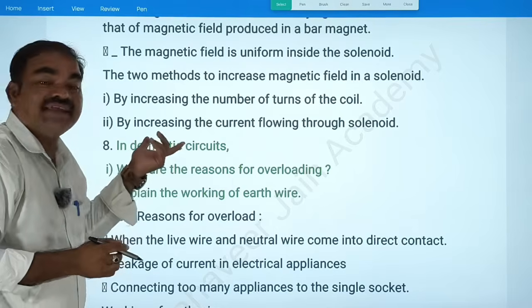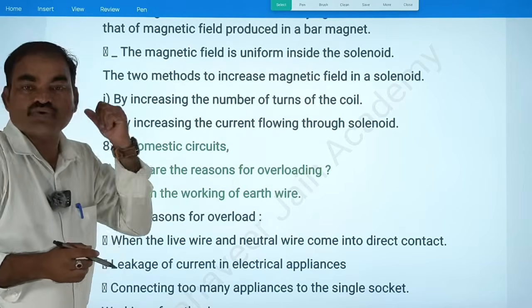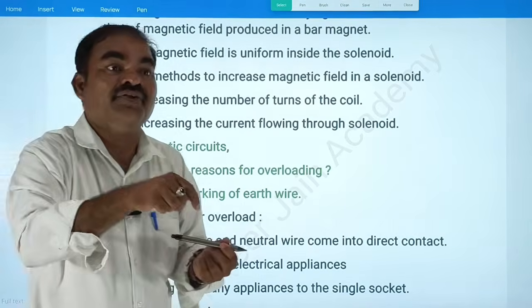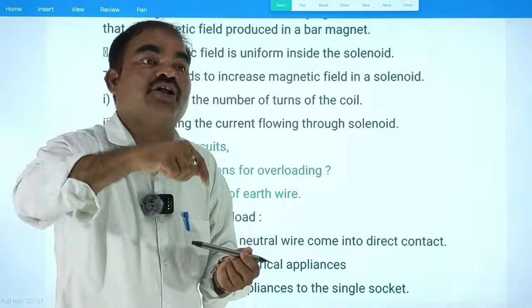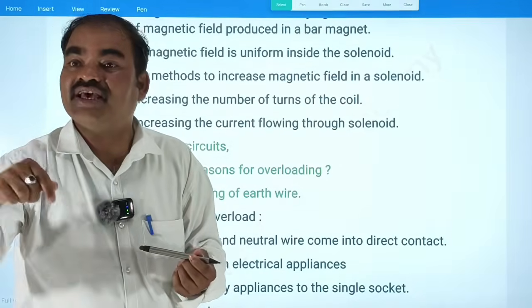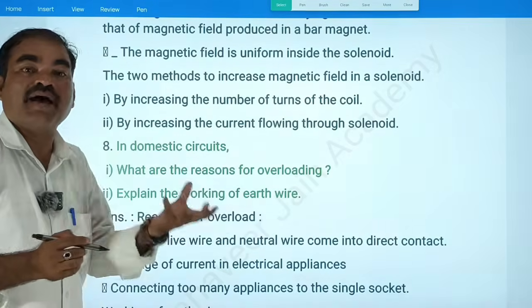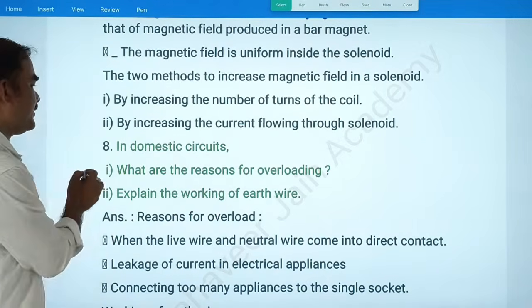Another one, by increasing the current through the solenoid, using a variable rheostat. If we give more current, we are going to get more magnetic power.